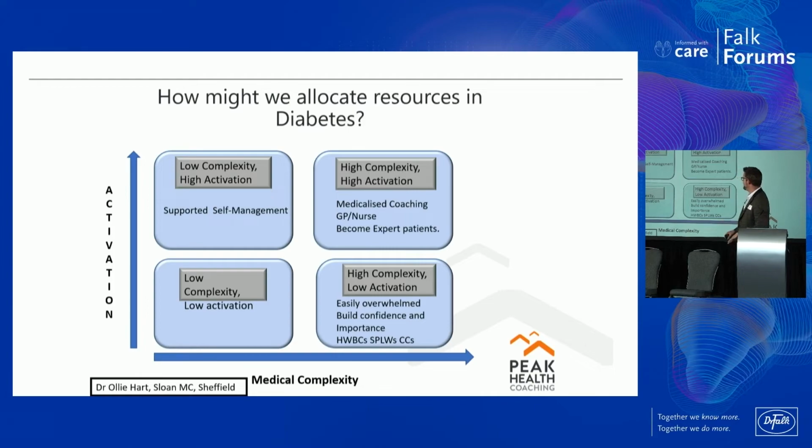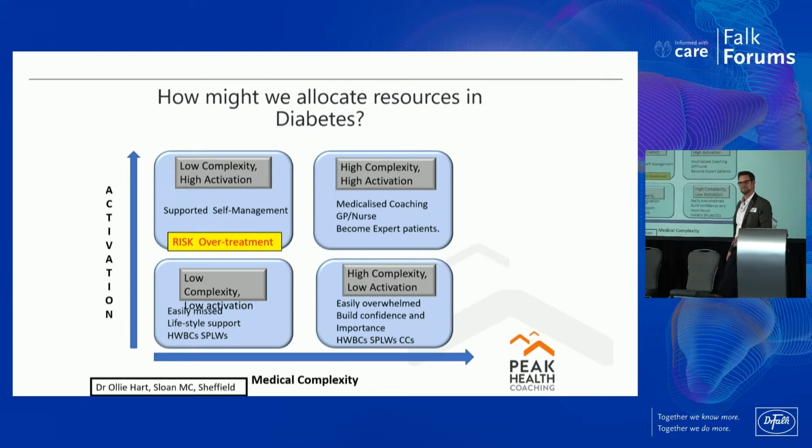So these people here, they are low in complexity, their diabetes is well controlled, and the problem with them is because their diabetes is well controlled, they are easily missed. But they're low in activation. So if we do nothing with them, the chances are they're going to progress to be more medically complex because they're not doing anything to look after themselves. So again, these people will do really well with some lifestyle support, the health and well-being coach, the social prescribing link worker. We risk over-treating this group of people because they don't need us.